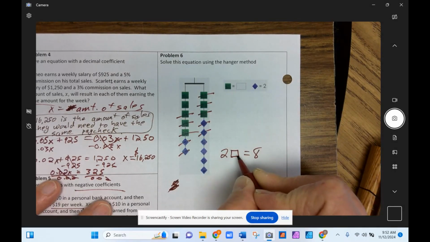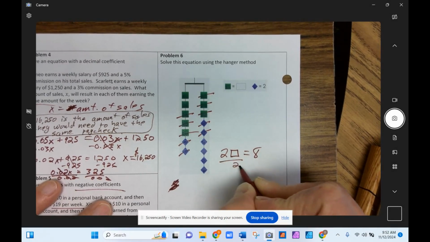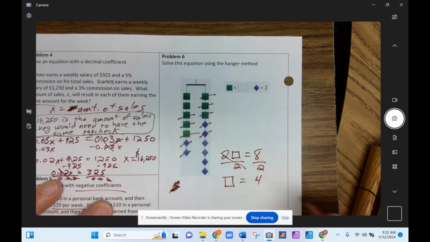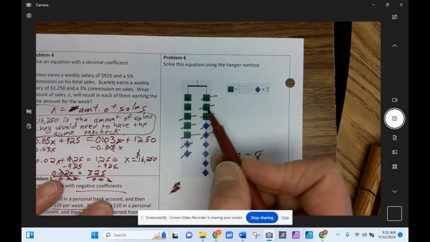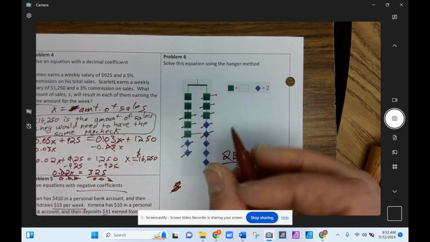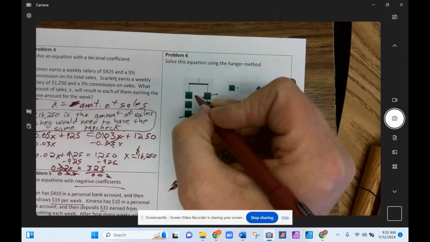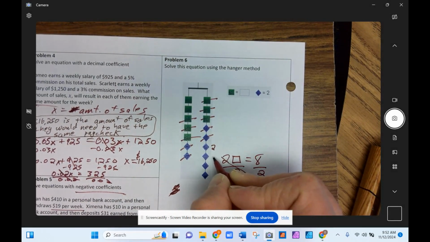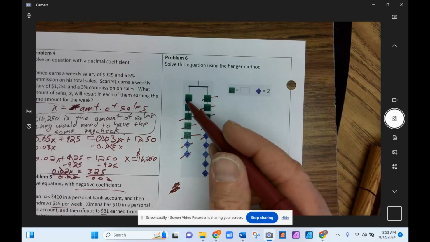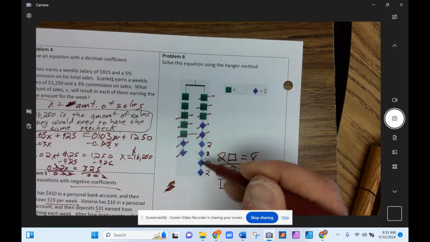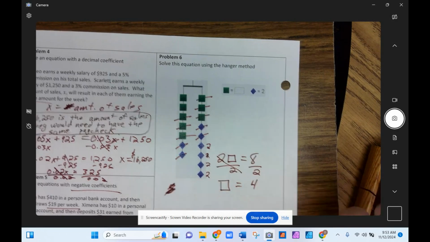So I have 2 times this box. To balance that equation, I'm going to divide by 2, and I get my box is worth 4. Basically, the hanger method just allows me to simplify ahead of time before actually doing the math. But I could also think about it as having 1, 2 right here, and I know this is 2, 2, 2, 2. So that's 8 right there. So that's two boxes per 8 of these, so we get box is 4.